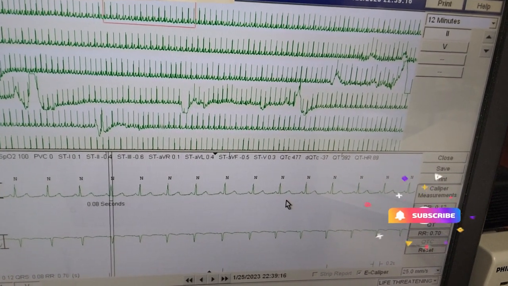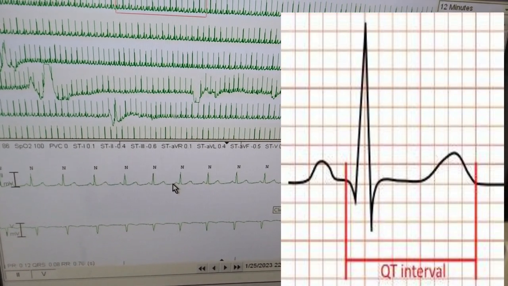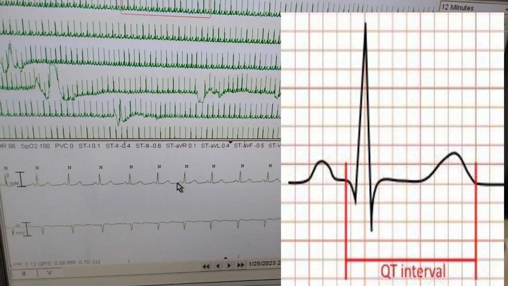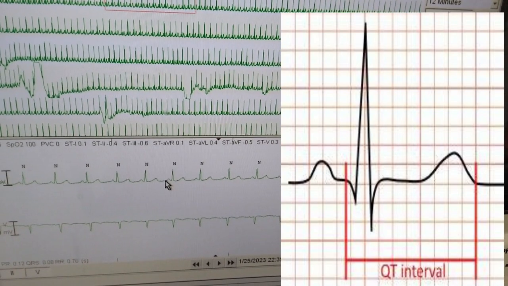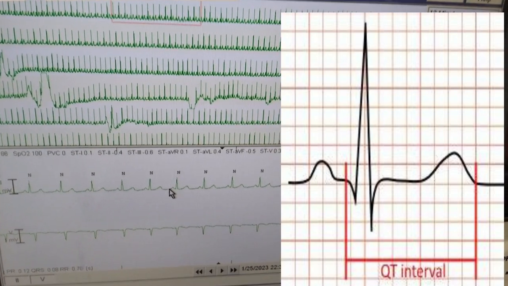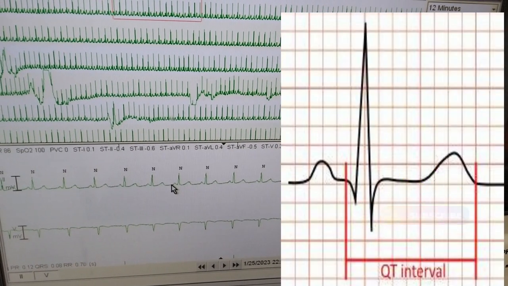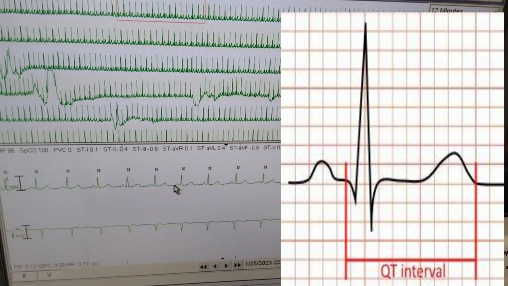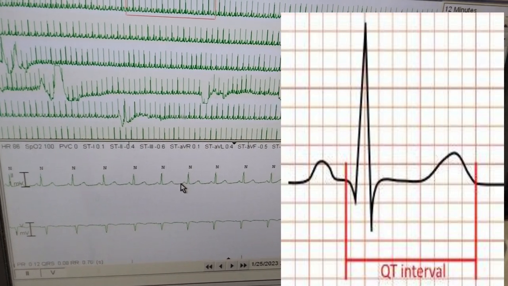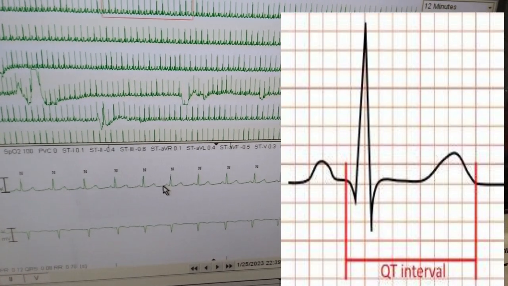And we also want to measure the QT interval. We all know that the QT interval is essential to be monitored in patients on sedatives or in patients who are taking medications that can prolong the QT interval. Prolonged QT interval can cause dysrhythmias such as ventricular tachycardia and ventricular fibrillation, which can lead to asystole and other lethal events. So we don't want the patients to have complications from prolonged QT interval. That is why it is essential to monitor this QT interval.